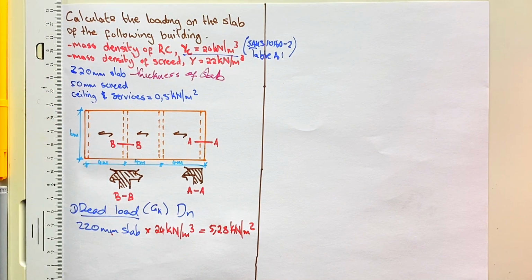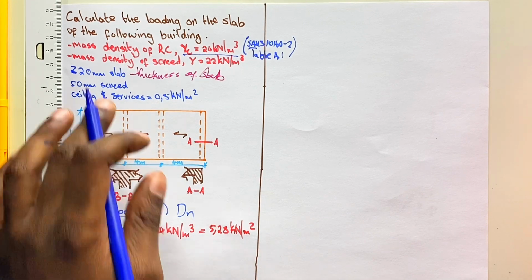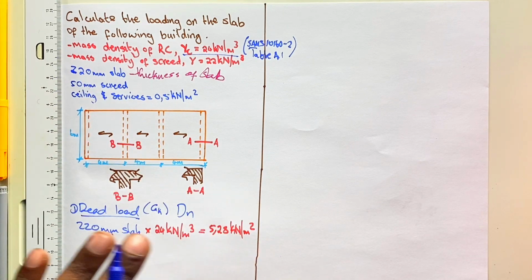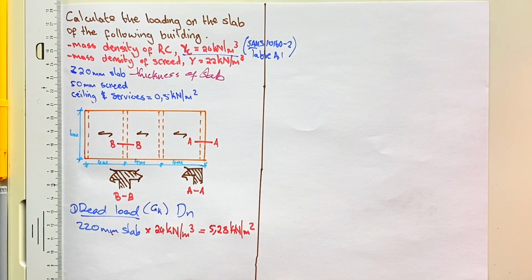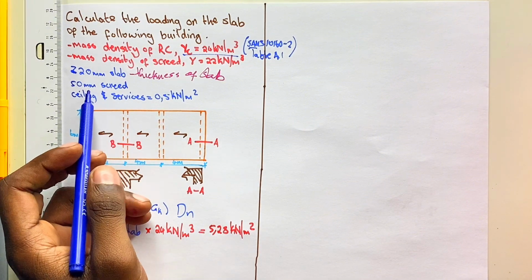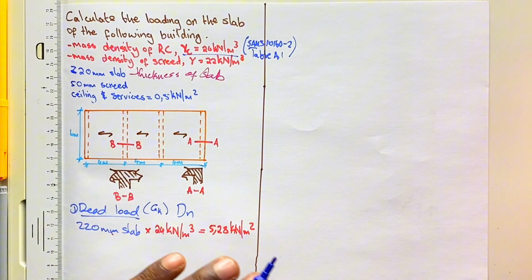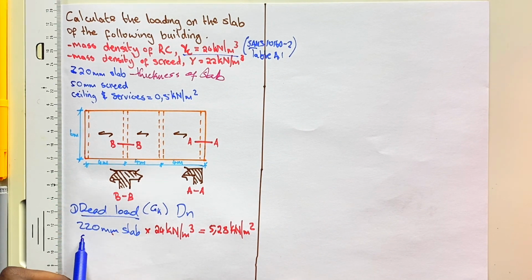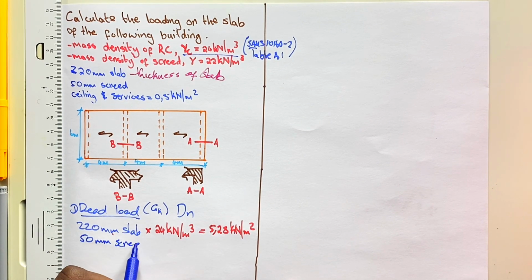We also know the dimensions of the screed. It's hard to explain what screed is, but once you build a floor or you build a wall, some places will be uneven, and you use screed to level out your floor or your walls. Basically, you use it to level out your concrete sub-base. Now, in this instance, we are given 50 millimeters of screed.